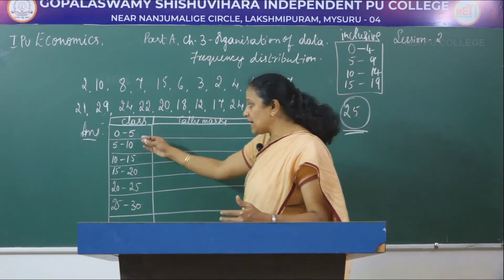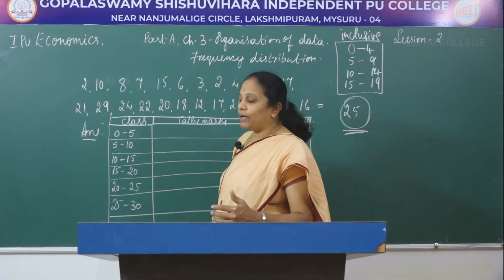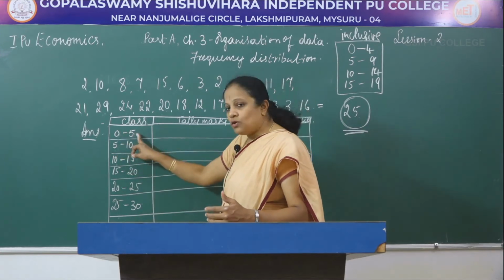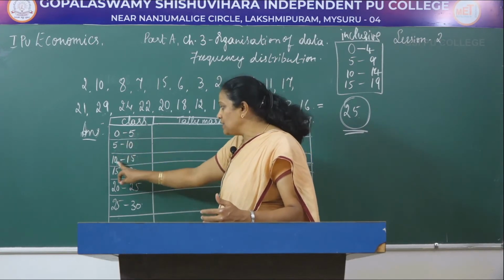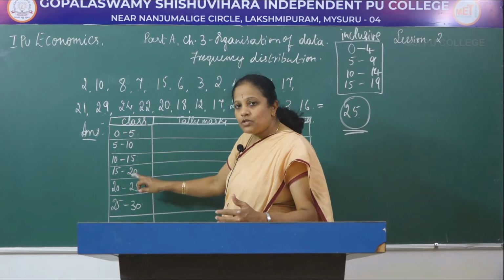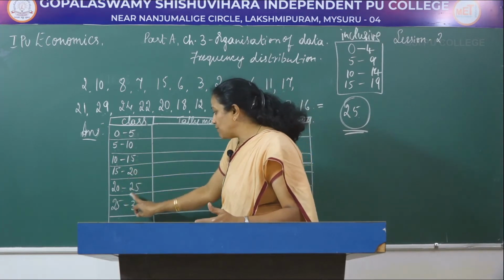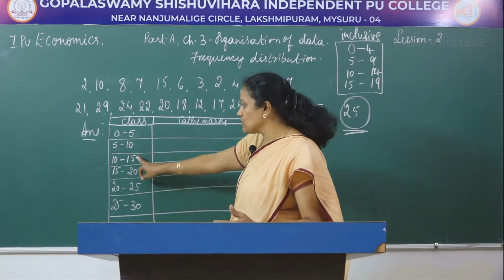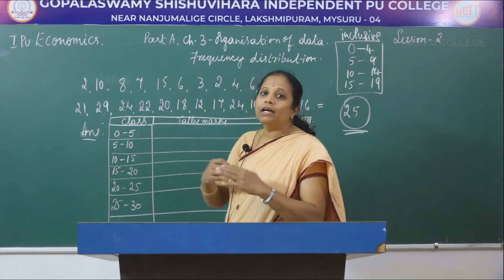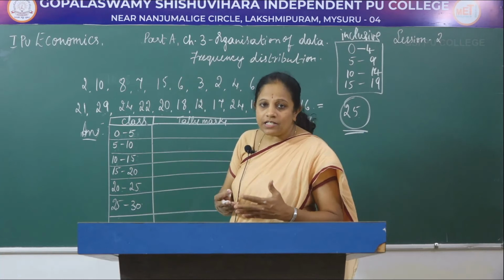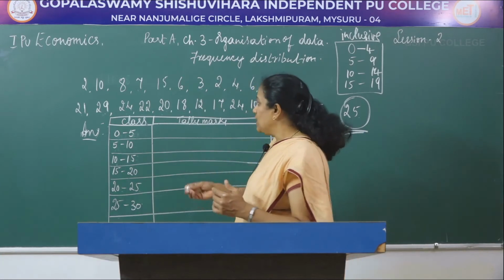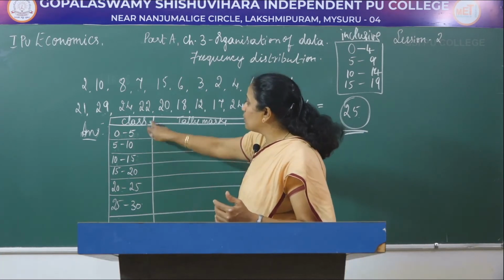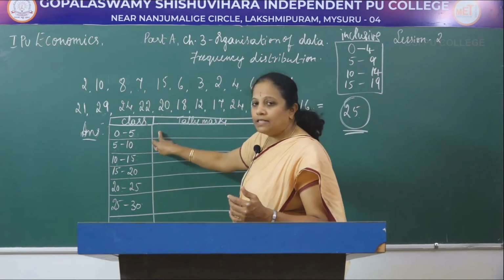So, the classes are marked with the exclusive method. Here you have 0 to 5, 5 to 10, 10 to 15, 15 to 20, 20 to 25 and 25 to 30. We should be careful here, because if we skip any one number, then the width of the class or the class interval will also vary.